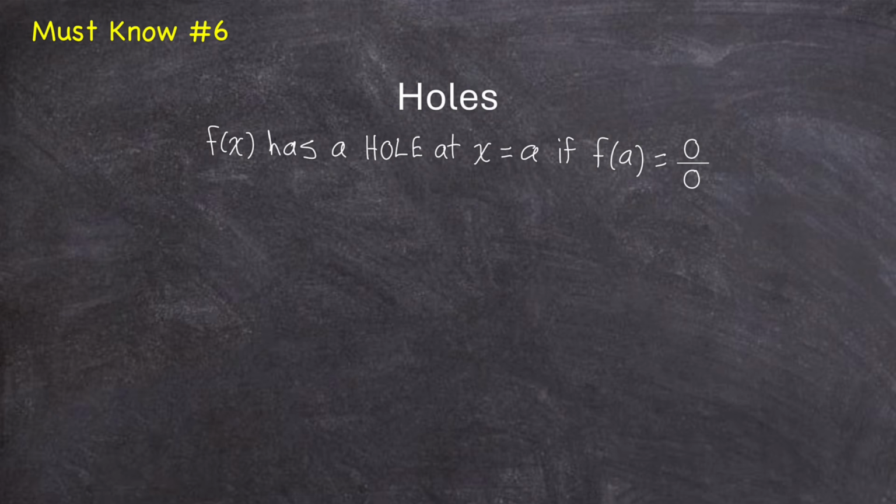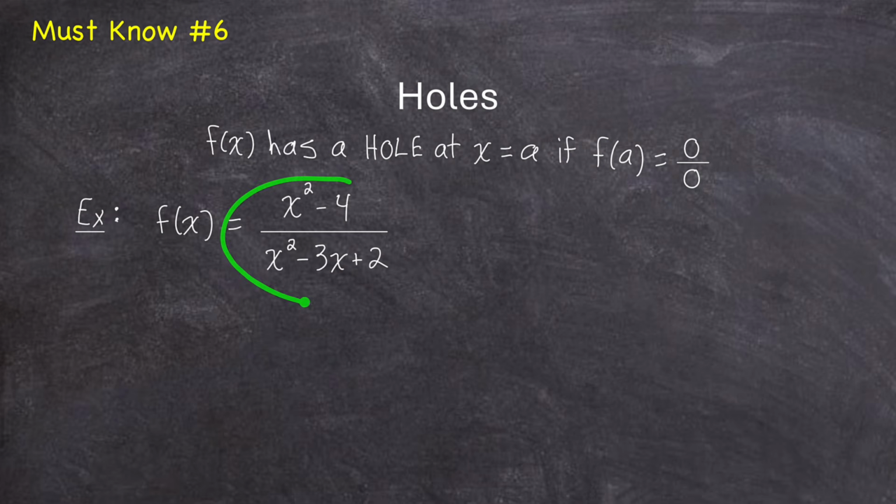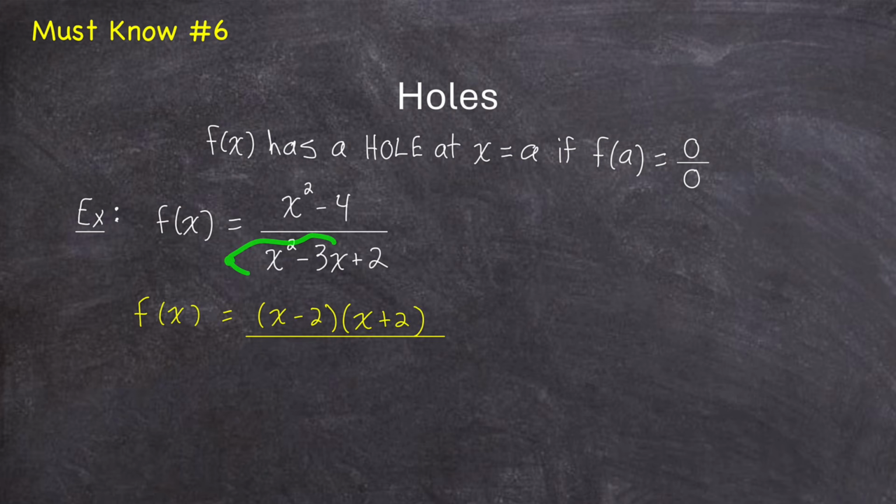To show you how we can tell when a rational function has a vertical asymptote versus when a restriction is going to cause a hole, let's take a look at this function. To find the restrictions on this rational function, we should start by factoring it. I notice the numerator is a difference of squares, so I can factor it to x minus 2 times x plus 2. And the quadratic in the denominator, the numbers that multiply to 2 and add to negative 3 are negative 2 and negative 1.